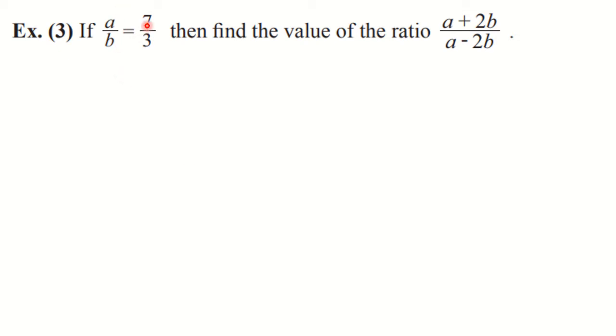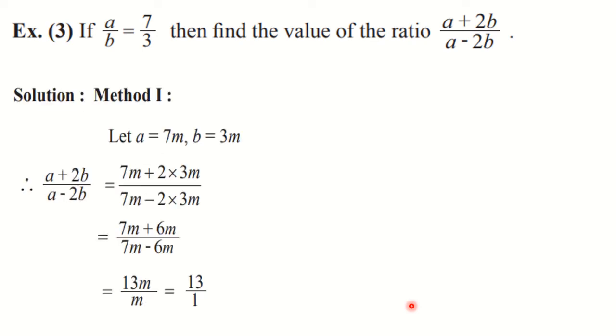If a upon b is equal to 7 upon 3, then find the value of the ratio a plus 2b upon a minus 2b. As I have said, observe here plus and minus. So immediately you will come to know that componendo dividendo is used here. So you have to think and decide. Also you will observe that the numerator is a and the denominator is 2b. So I have to convert accordingly. Here also we are going to use two methods. So let us see the first method by using the common multiple.